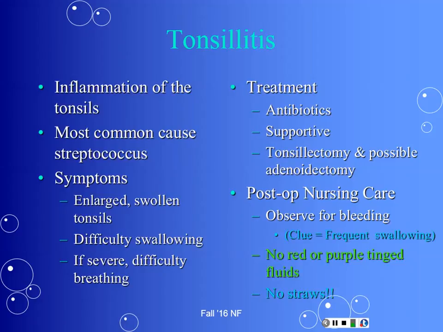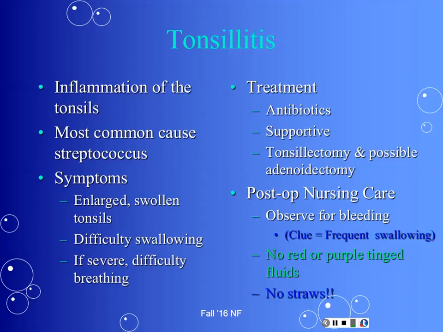Another clue to look for with bleeding is frequent swallowing, because they're having it trickle and drain down the back of their throat with small kids if they can't tell you. They're going to keep swallowing because they're swallowing that drainage. So to make that easier to tell, we're not going to give them red or purple tinged fluids. So no fruit punch, no red Jell-O, no grape juice, that kind of stuff. And then no straws. Why no straws? It's going to cause that negative pressure. Okay, so that can pull clots, things like that. Anytime you have dental surgery, wisdom teeth taken out, things like that, they tell you no straws, and that's why. Okay.